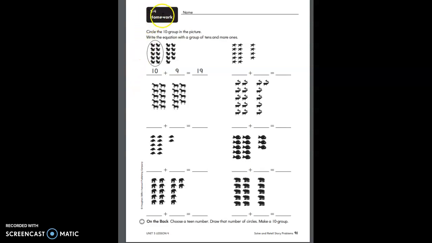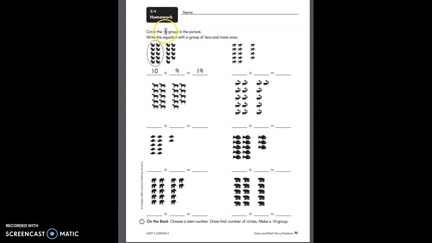And open up to the page that has 5-4 at the top. And we've already gone through this in our workbook. So this is extra practice and review for what we've already been learning in kindergarten in math.